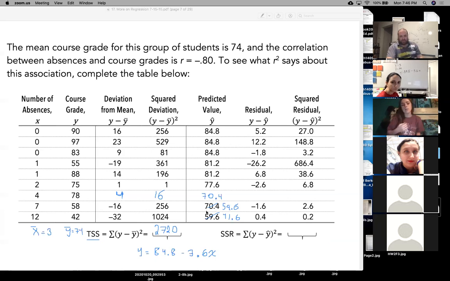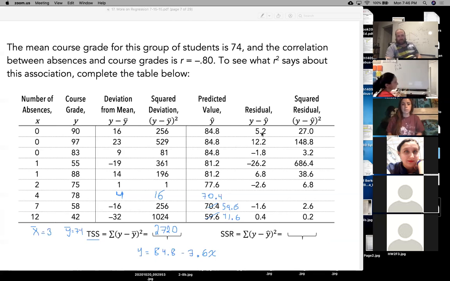And then I corrected these two mistakes, because when x is 7, when you plug in 7 into here, you don't get 70.4, you get 59.6. And when x is 12, you get 41.6. Now, what are the residuals? The residuals, we learned this last time. The residuals are actual minus predicted.